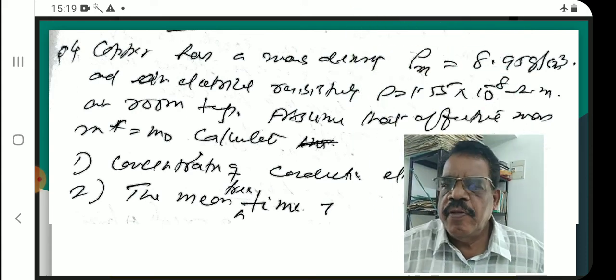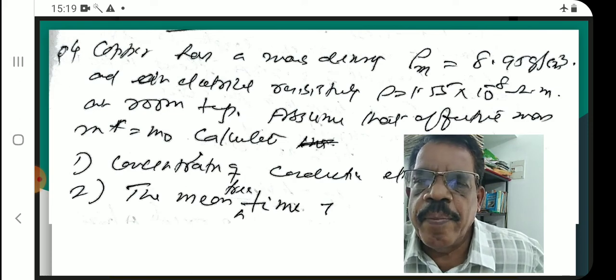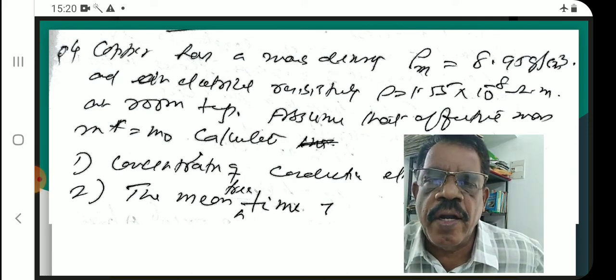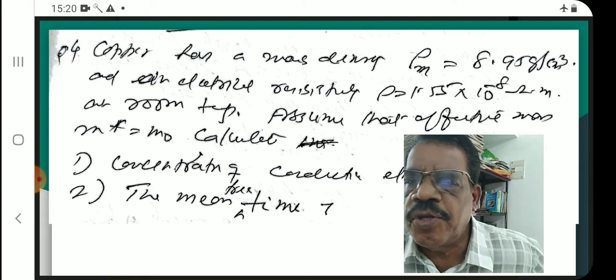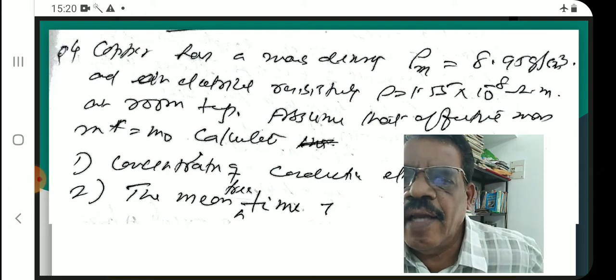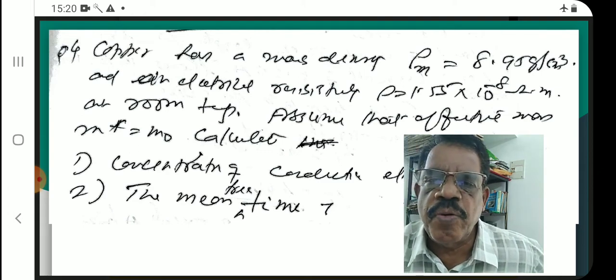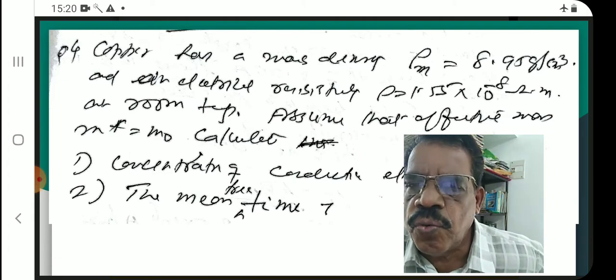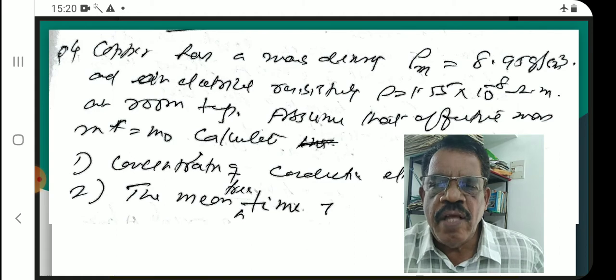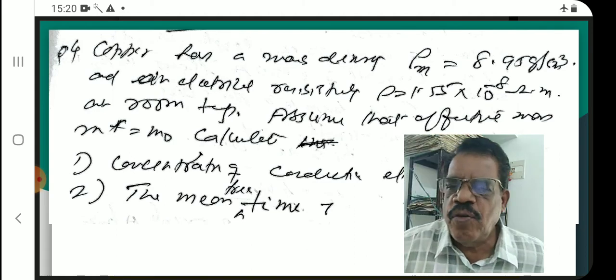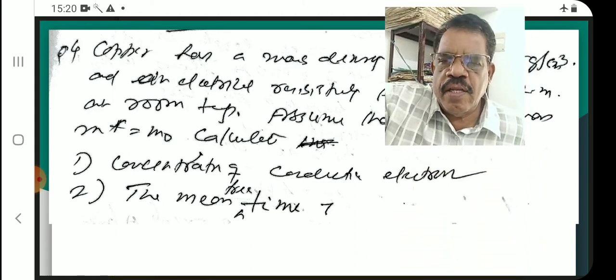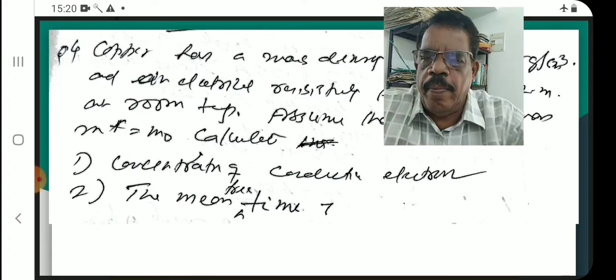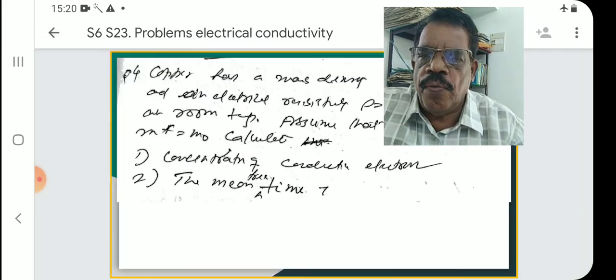You look here, copper has a mass density rho m equal to 8.95 gram per centimeter cubed, and an electrical resistivity rho of 1.55 into 10 raised to minus 8 ohm meter at room temperature. Assume that the effective mass m star is m0. Calculate the concentration of conducting electrons and the mean free time tau.